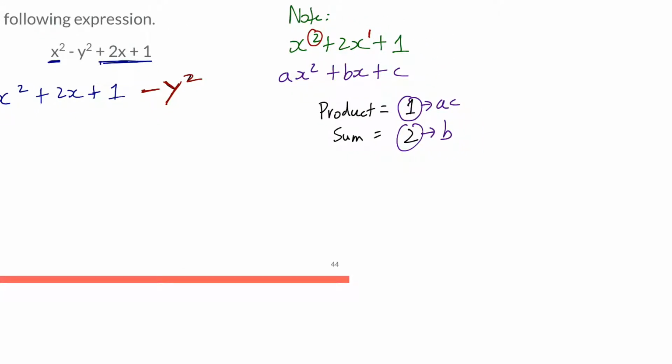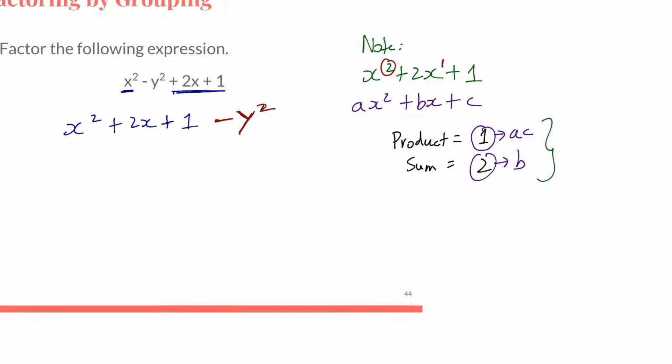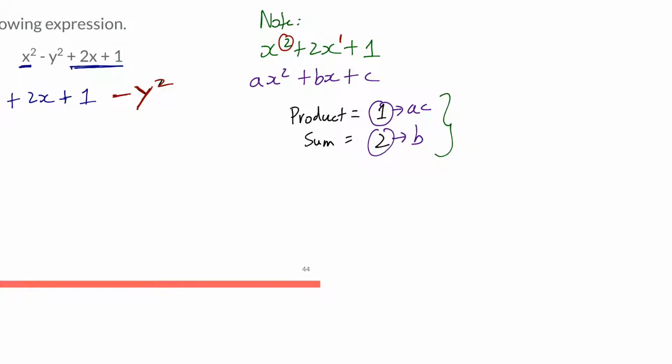So once again, we're looking for two numbers whose product, let me be more precise, two integers, which means they could be positive or negative whole numbers. No fractions, no decimals. So positive or negative whole numbers whose product is 1 and sum is 2. Can you think of two whole numbers that satisfy those two criteria?